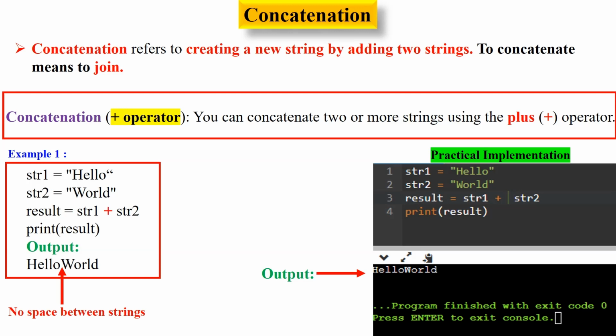Now, look at example 1. This code will concatenate the strings str1 and str2 using the plus operator and store the result in the result variable. When you run this code, it will output helloworld because the plus operator concatenates the two strings together, resulting in a new string that combines the contents of str1 and str2. In this output, both are joined together without any space.